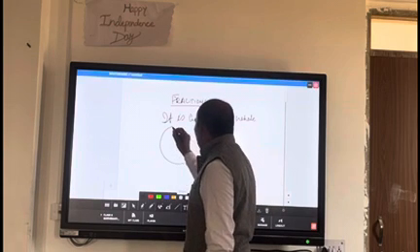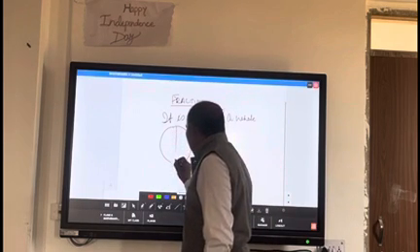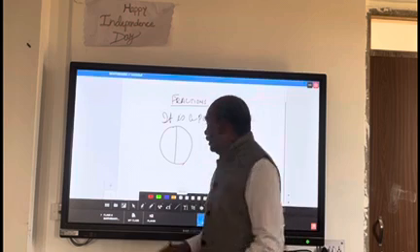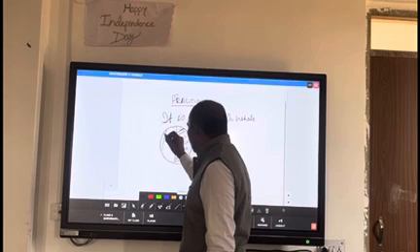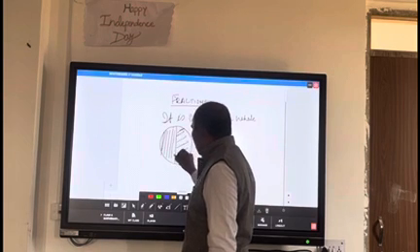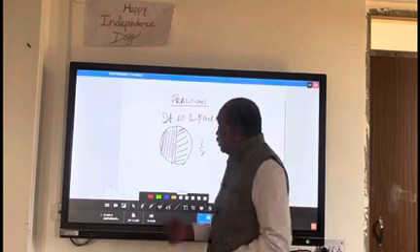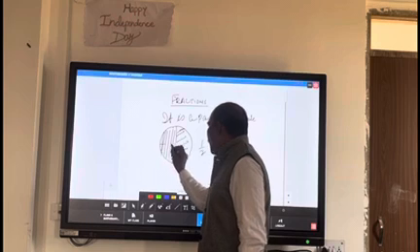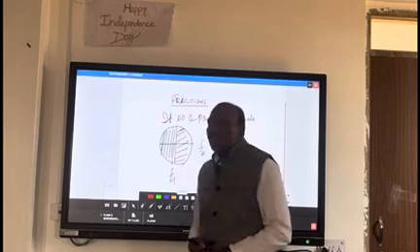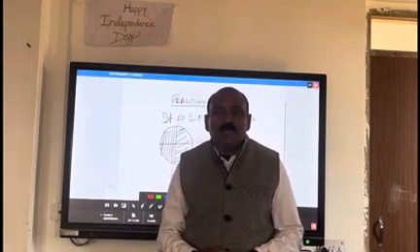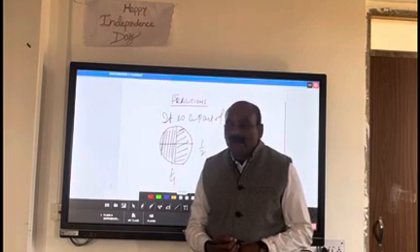Suppose we are having this circle. We have divided this circle into two equal parts. Then each part represents 1 by 2. Okay? So when you divide this circle into 4 equal parts, then each part represents 1 by 4. So from the figure it is clear that a fraction represents a part of a whole.